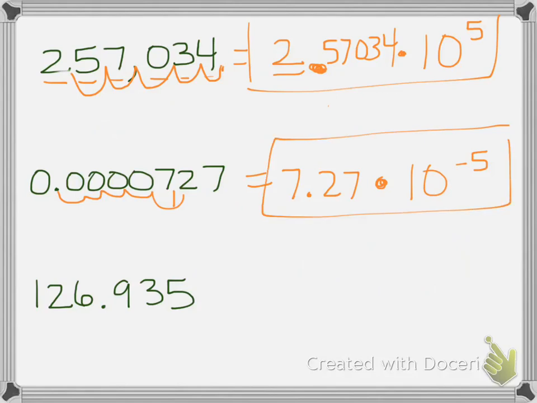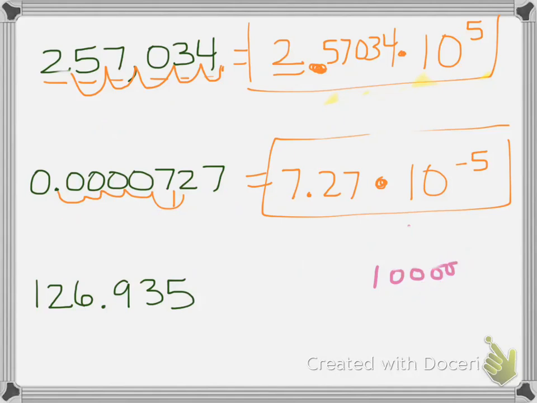Again, if you want to check it, like up here, it was to the 5th power, so I know I'm going to make that number a lot bigger because I'm really multiplying it by 100,000. And then down here, I'm multiplying it by 100 thousandths. So you're making it a lot tinier, and that is a tiny number. So you're good to go.